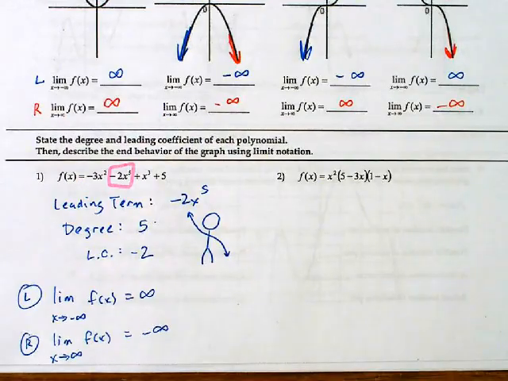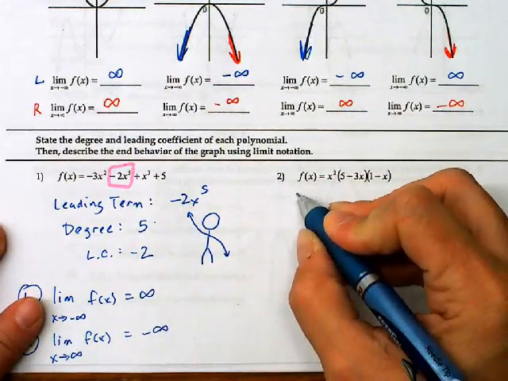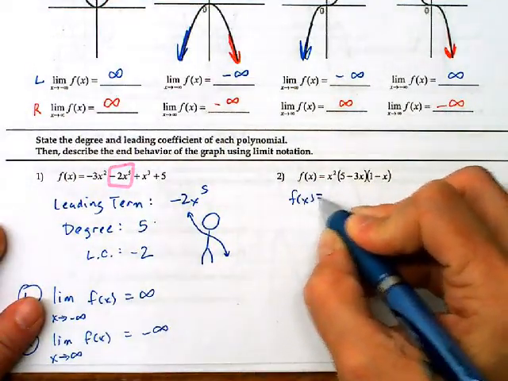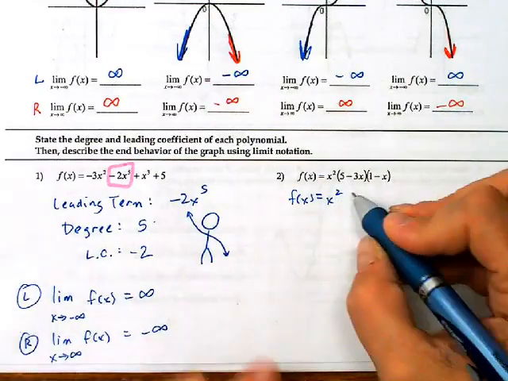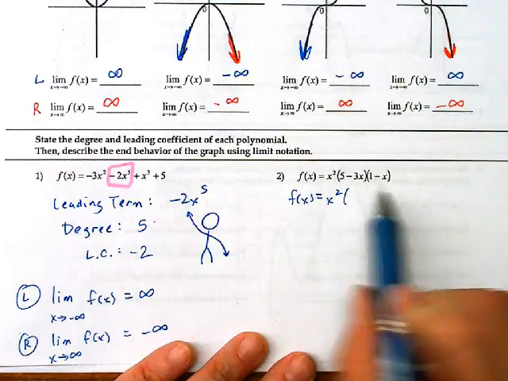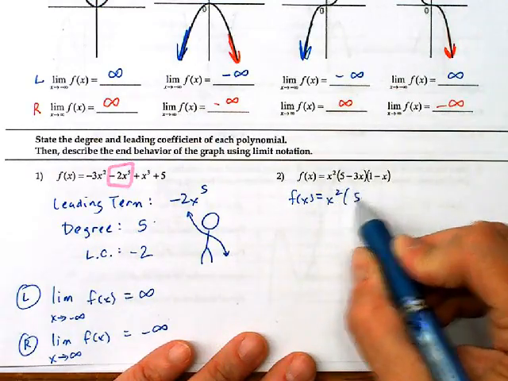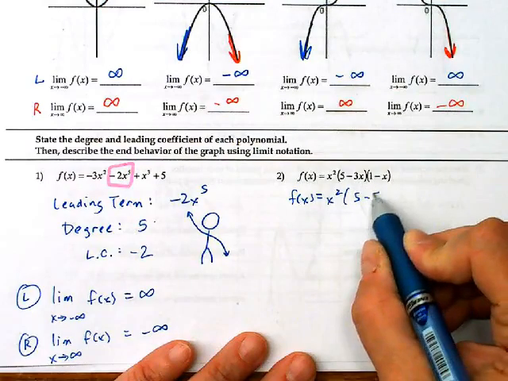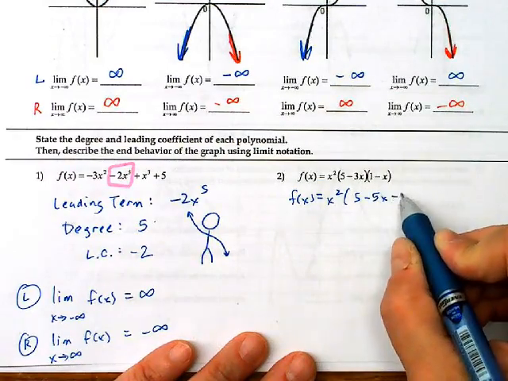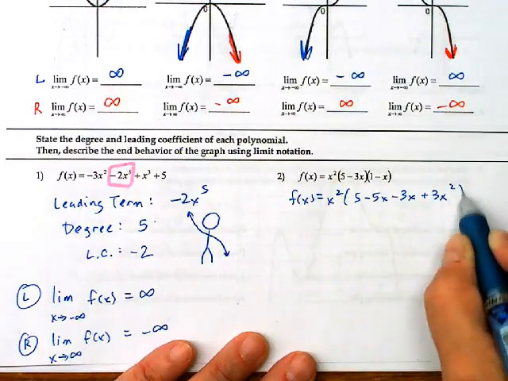Unfortunately, in number 2, the function is not presented in a simplified form, so we are going to have to bust out our favorite 4-letter F word, FOIL, and start simplifying what we see here. So I'll keep the x squared for last. 5 times 1 is 5. Then we'll have minus 5x minus 3x and plus 3x squared.